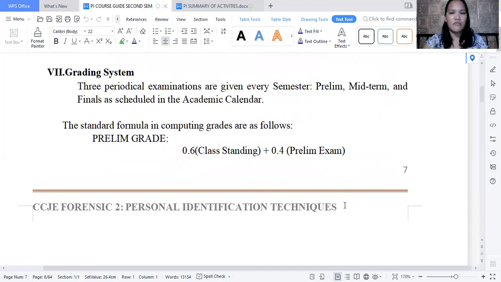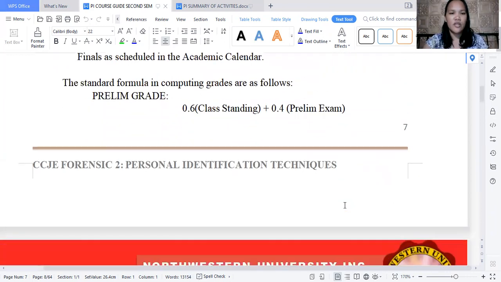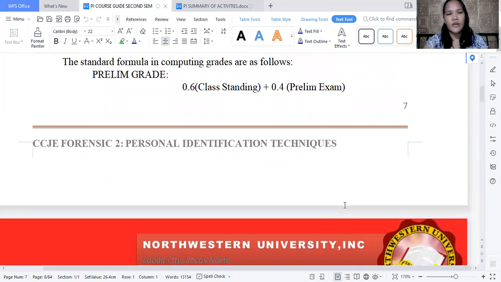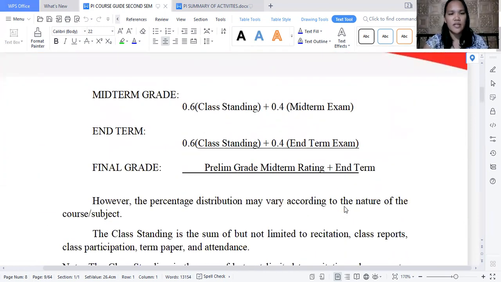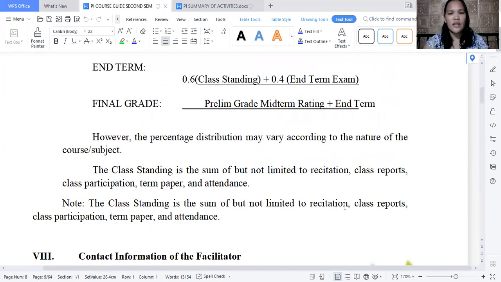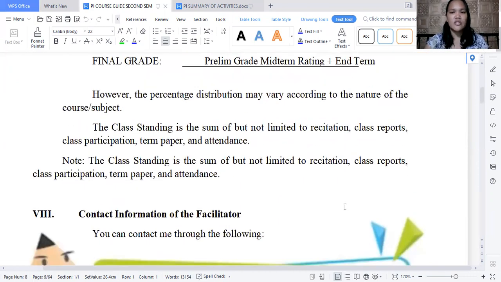For the grading system, of course, you have the prelim grade formula. You have to make sure you do your best in class standing, the midterm, end term, and final. All of these will be computed. Your recitation, class reports, participation, term paper and attendance matter when it comes to grading. So do not just submit modules. Some of you are just submitting modules even though they are not attending online classes. That is useless. You will probably not be given the chance to pass the subject.